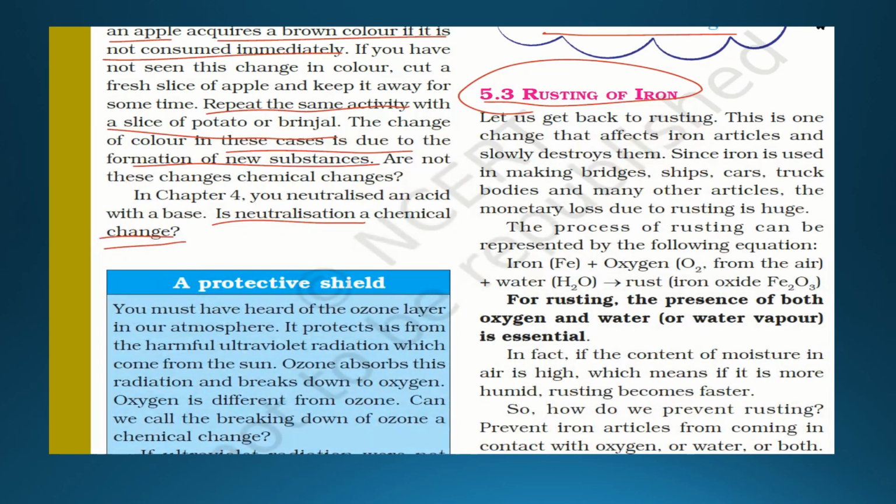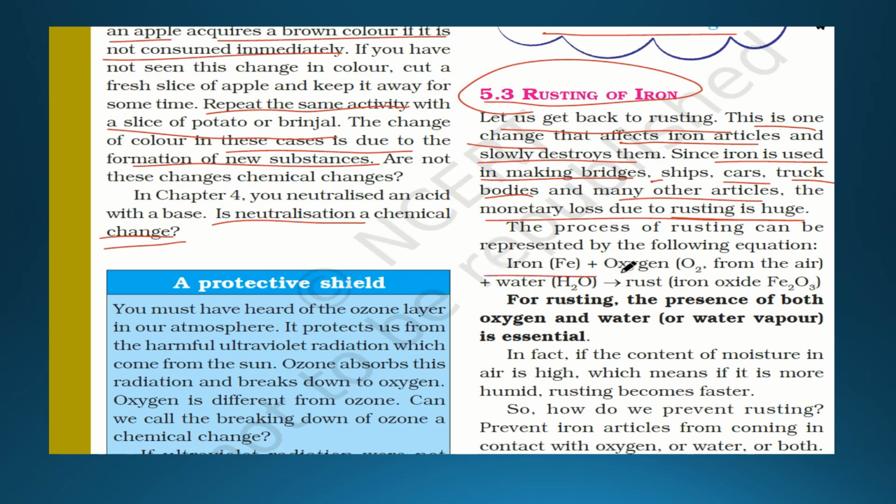Now, rusting of iron. This is one of the changes that affects the iron particles and slowly destroys them, since iron is used in making bridges, ships, cars, truck bodies, and many other articles. The monetary loss due to rusting is huge. So what happens when rusting is happening?